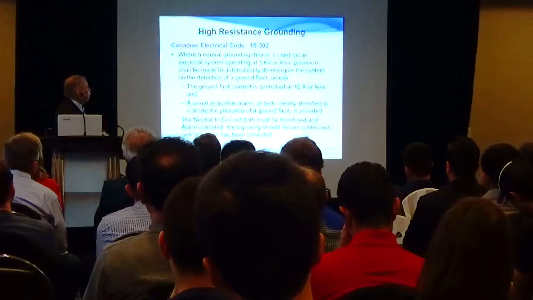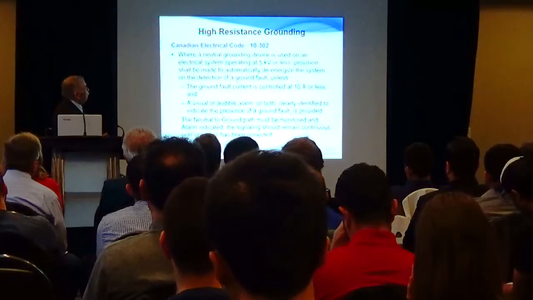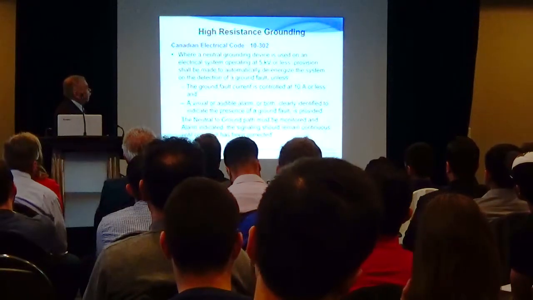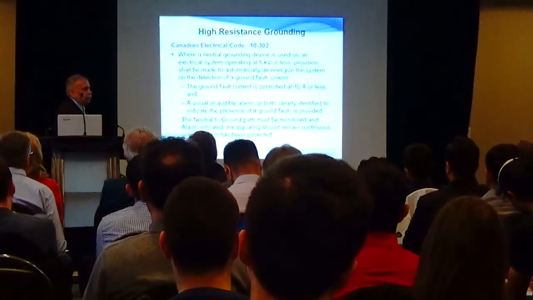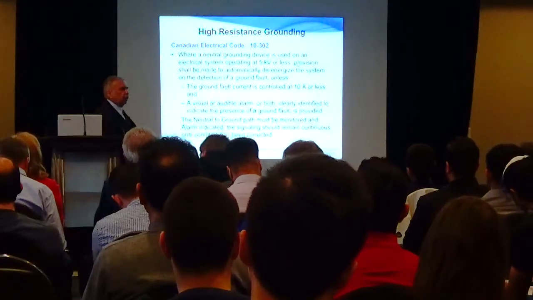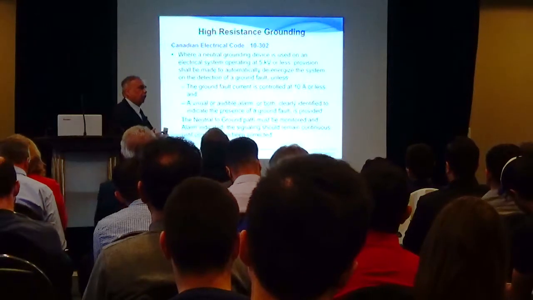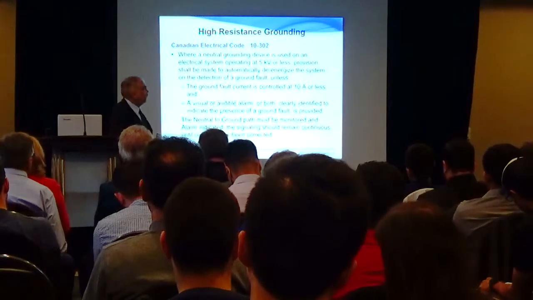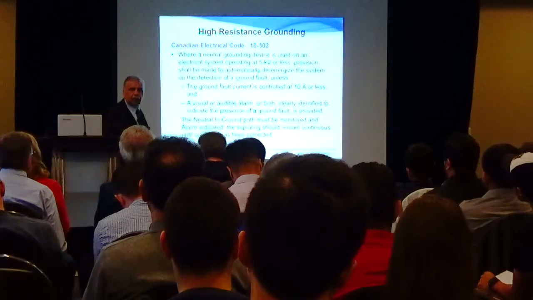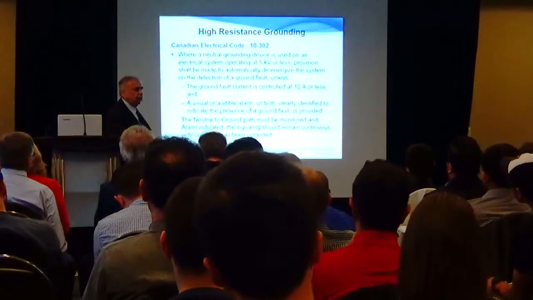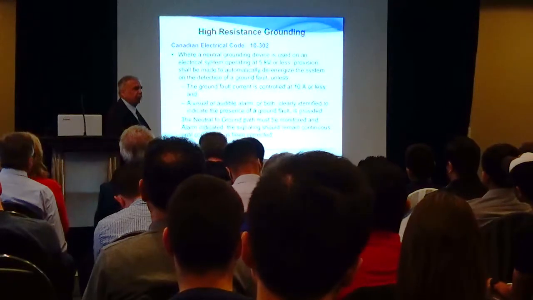So this is the current language in the code. The 2018 version, they did a rewrite of section 10 completely. 10-100 was all about bonding and the electrodes and so on. Section 10-200 was about solidly grounded systems, DC and AC. And then section 300 is resistance grounding, immediately following.